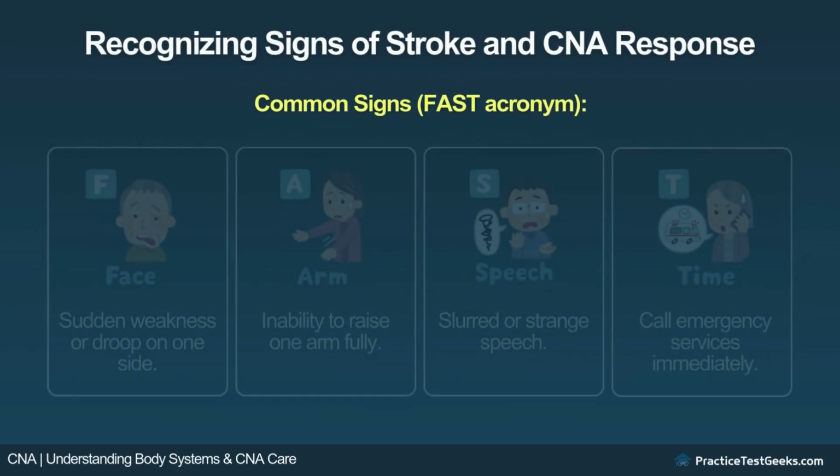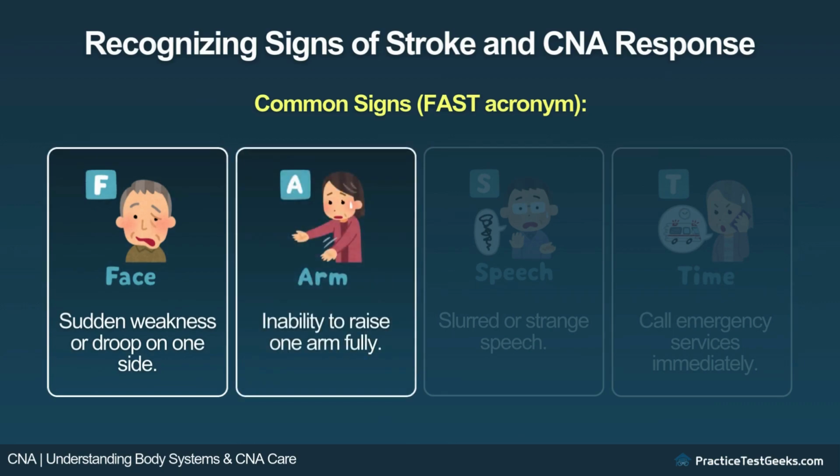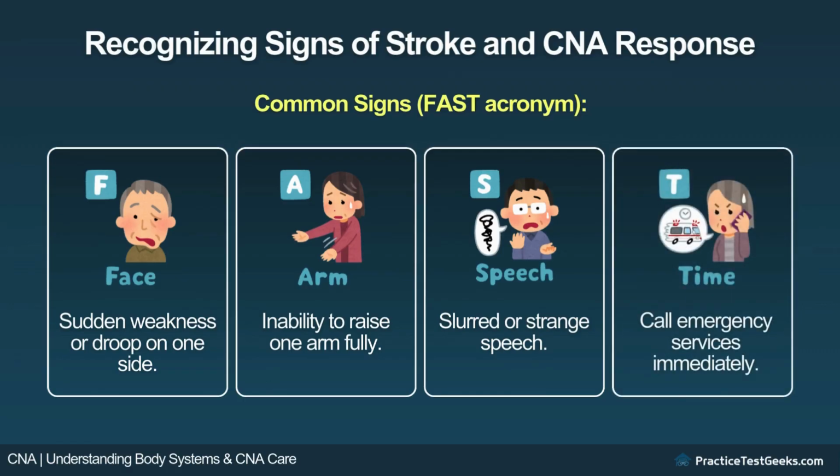Common signs, the FAST method. Next, CNAs should remember the acronym FAST, which highlights the most common and recognizable signs of stroke. Face drooping. One side of the face may appear weak, numb, or droop. Arm weakness. The person may be unable to raise one arm, or one arm may drift downward. Speech difficulty. Speech may sound slurred, strange, or hard to understand. Time. If any of these signs appear, it is critical to call emergency services immediately. Using FAST helps CNAs act quickly and decisively.